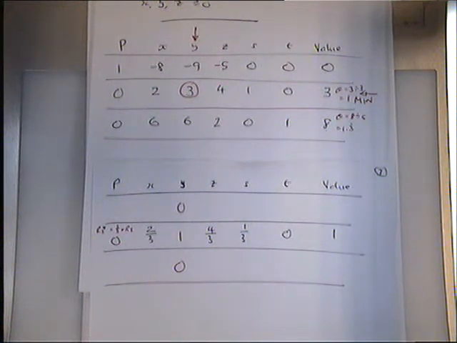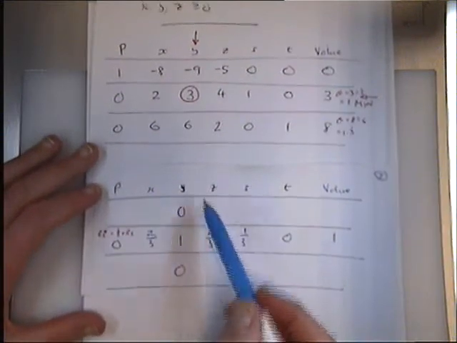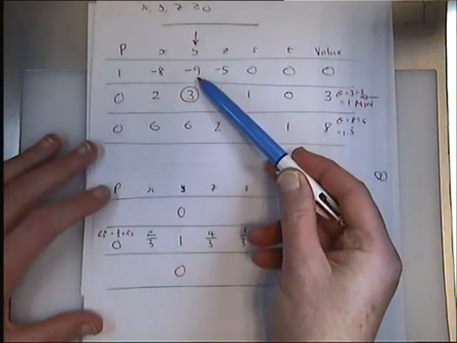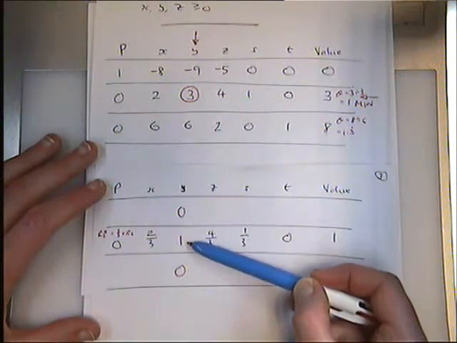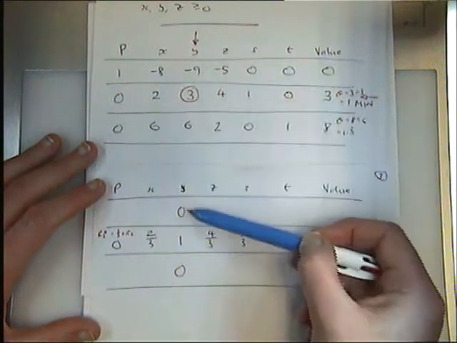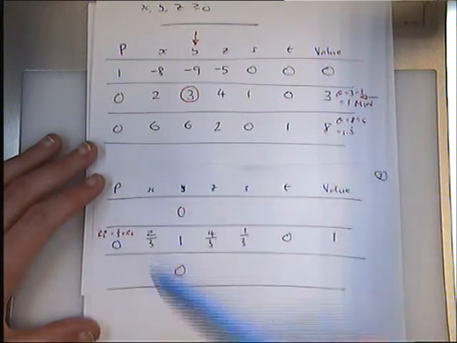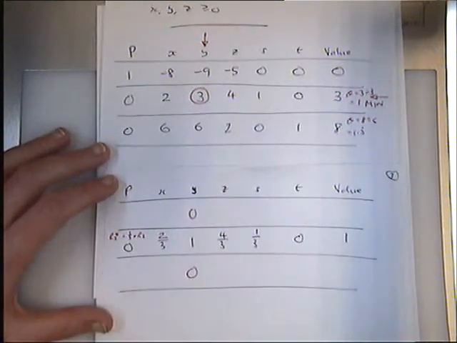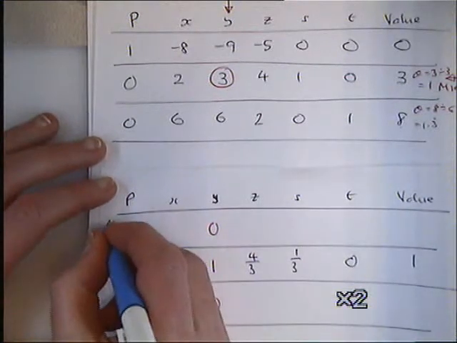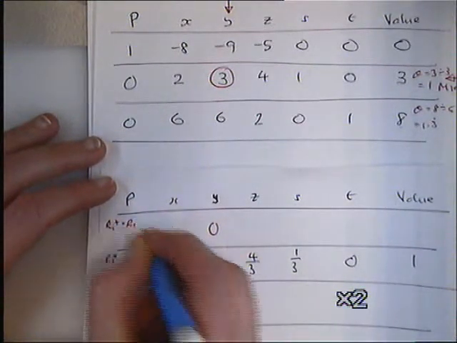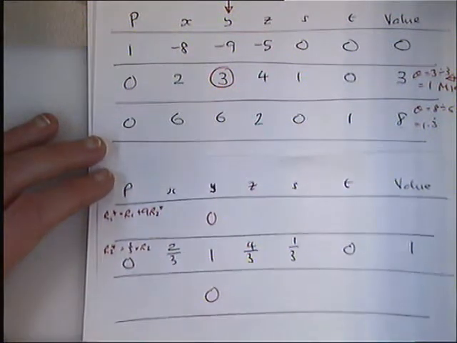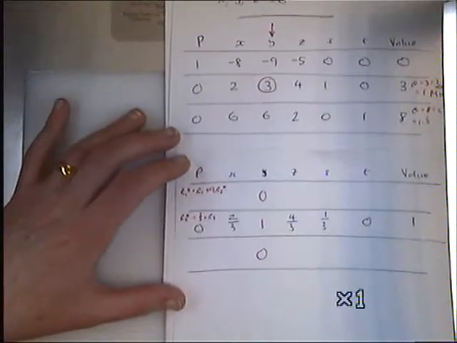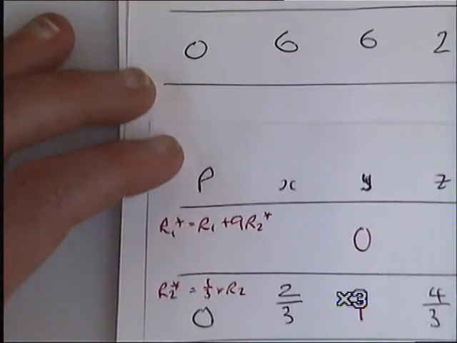Sam, if you could help me with the top row. There was a minus 9 there. There is now a 0 here. How many of those did I add to that to make it that? 9, yes. So my new row 1 equals my old row 1 plus 9 new row 2s. My new row 1 is my old row 1 plus 9 new row 2s.